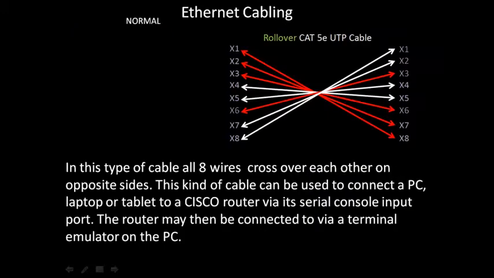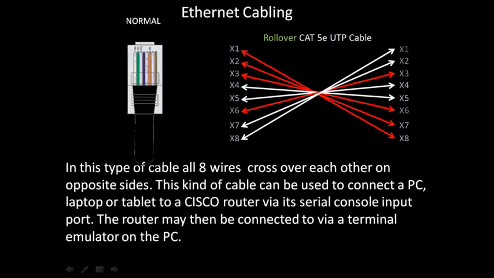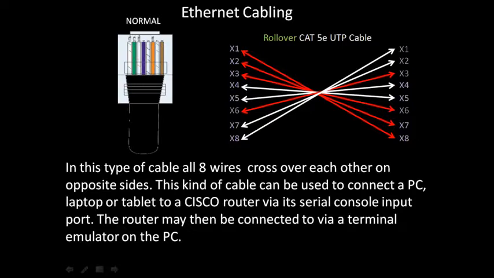Another type of Ethernet cabling is a rollover cable. Again, in this case, Category 5E unshielded twisted pair. One side of a rollover cable is normal, and the other side simply inverts every single wire. In this type of cable, all 8 wires cross over each other on opposite sides. This kind of cable can be used to connect a PC, laptop, or tablet to a Cisco router via its serial console input port. The router may then be connected to via a terminal emulator on the PC, such as Hyperterminal.